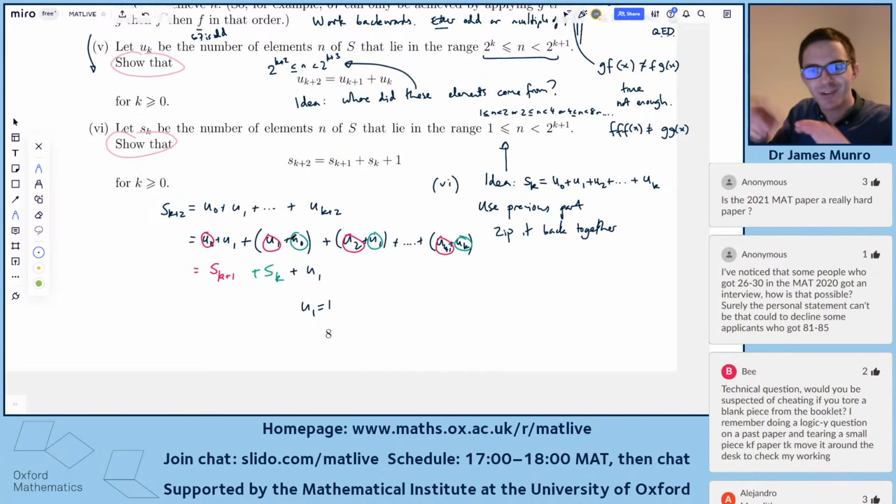Someone says, technical question. Are you suspected of cheating if you tore a blank page from the booklet? Oh no, I see. It's because B did a logic question, moving a small bit of paper around. I don't think that's cheating. So no. Okay. How many people take the MAT? About 5,000. 5,000 is quite a lot of people, isn't it?